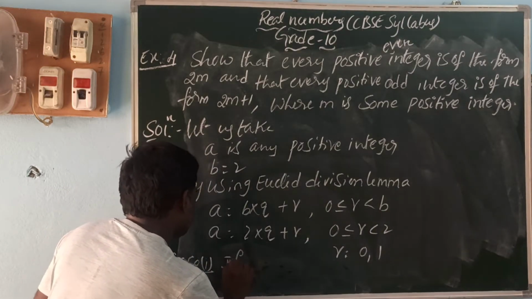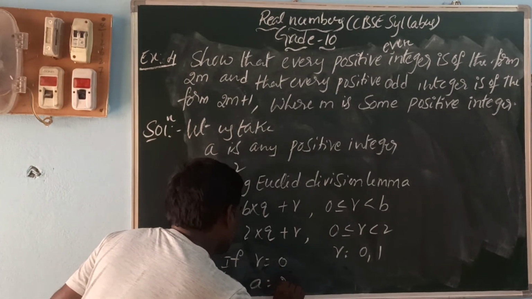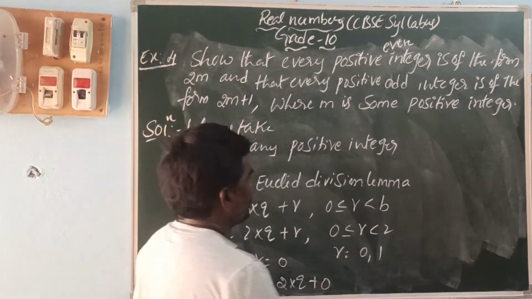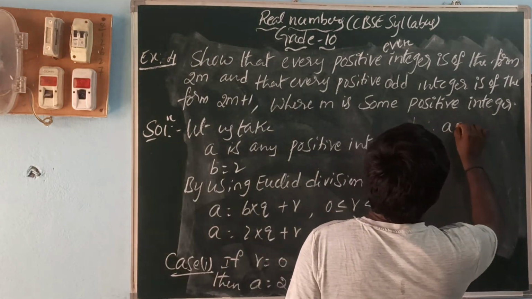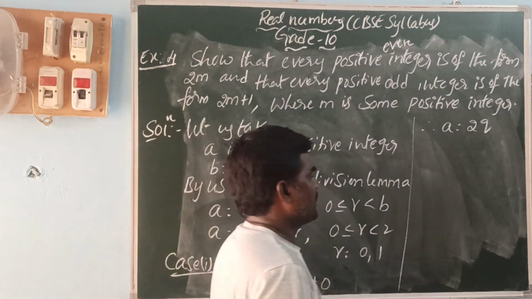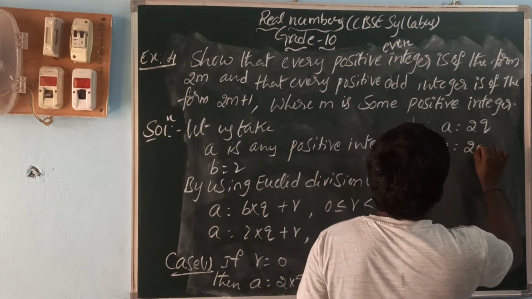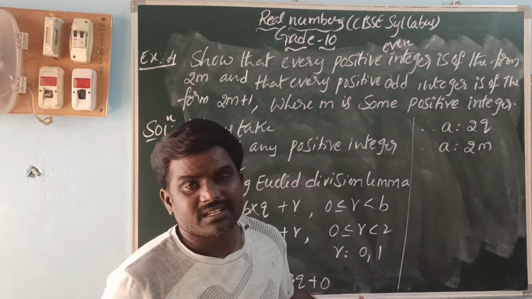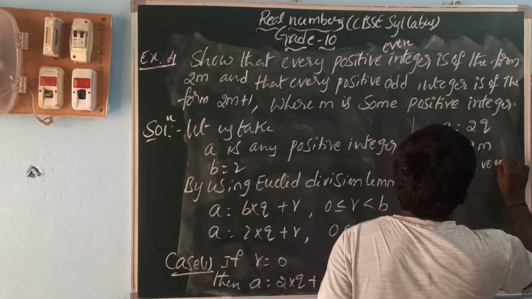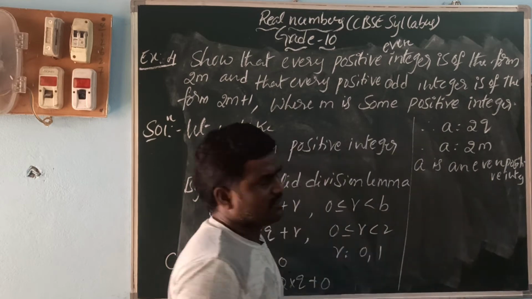So that is case 1. Here, if r is equal to 0, then a is equal to 2 into q plus 0. So 0 added to anything gives the same, therefore a we can write as 2q. q is one positive integer. So here a is a multiple of 2, so we can write a as 2m. Multiples of 2 are nothing but even numbers. So therefore, a is an even positive integer for remainder 0.